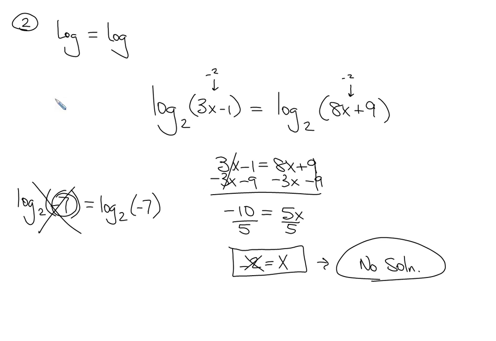Okay, so that's number 2, a log equal to a log. Type number 3 is multiple logs and another number.